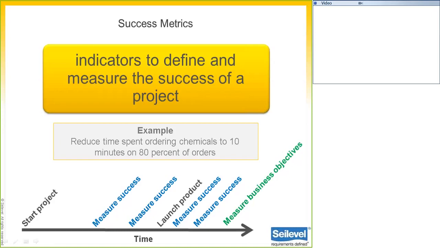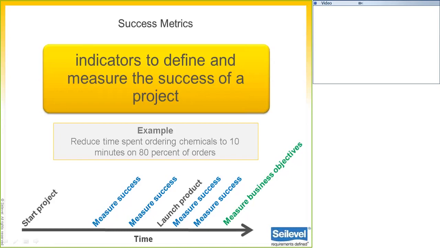So to illustrate this, an example for our system is to reduce time spent ordering chemicals to 10 minutes on 80% of orders. If we can measure this immediately after we release, we can be hopeful that our overall business objective to reduce costs by $250,000 will be met, even though we can't measure the business objective for a year.